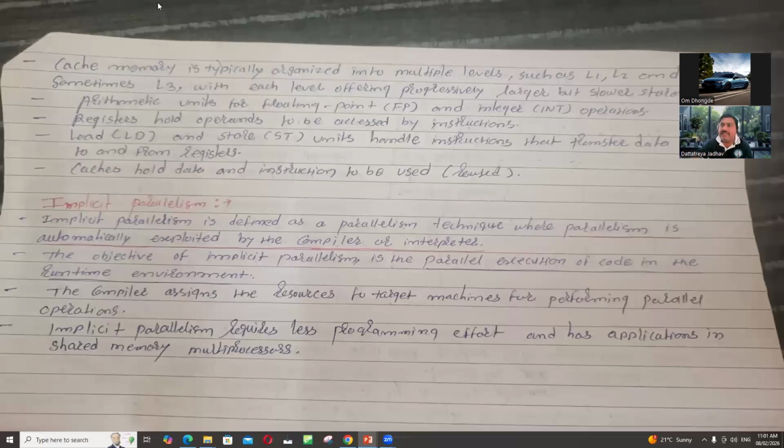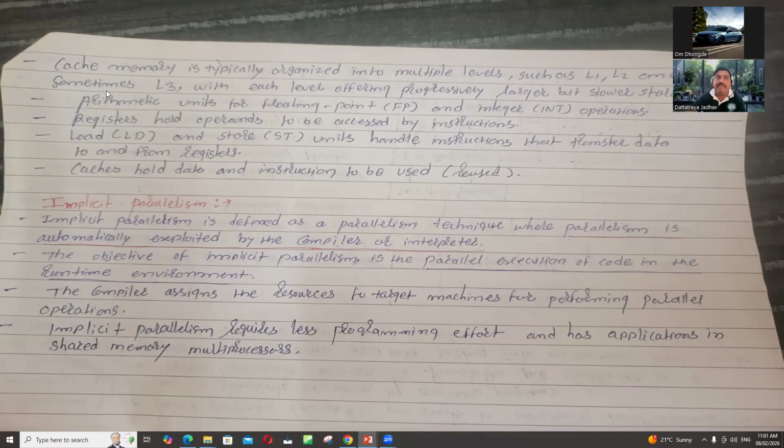Next, the concept is that the cache memory is typically organized into multiple levels such as L1, L2 and sometimes L3, with each level offering progressively larger but slower storage. The arithmetic unit handles floating point and integer operations. The register holds the operands to be accessed by the instruction.